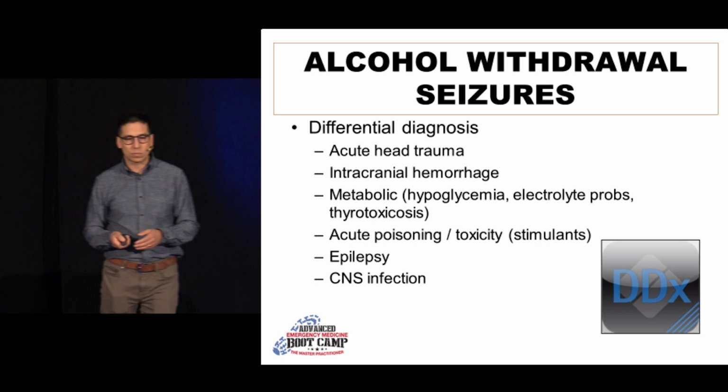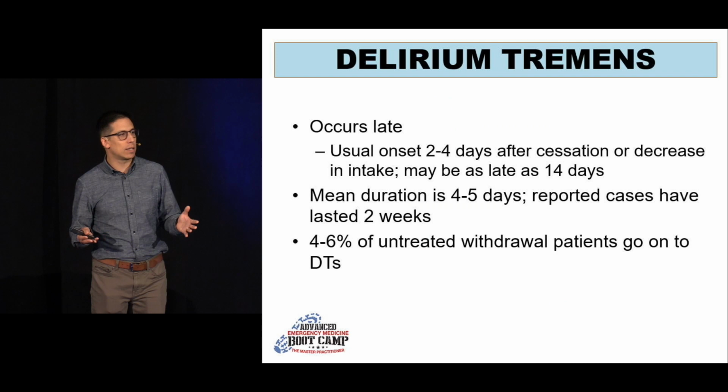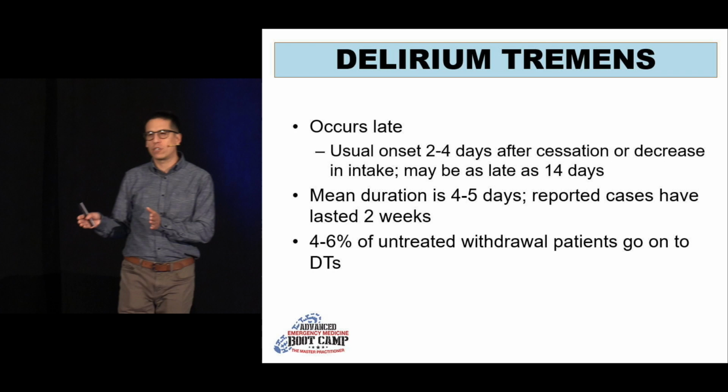This is delirium tremens. This is the one with the 50% untreated mortality. So true DTs, right? This is the good stuff. This is where people are really, really sick. It occurs late, so it's usually a 2 to 4 days after last drink kind of phenomenon. Supposedly it can be as late as 14 days.